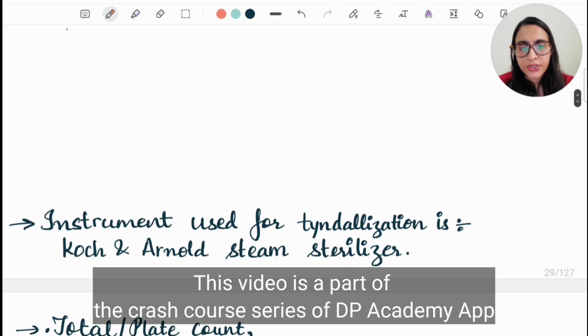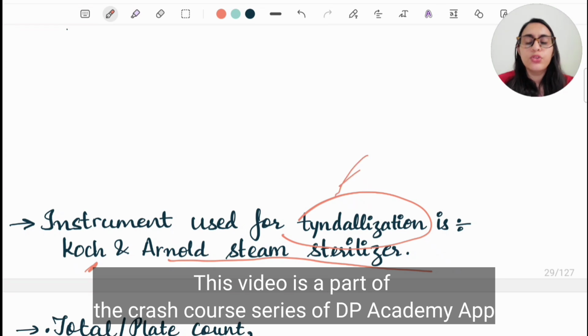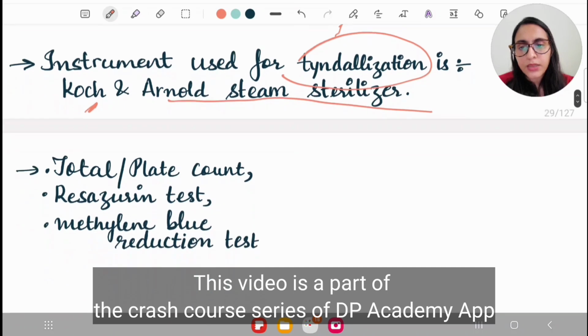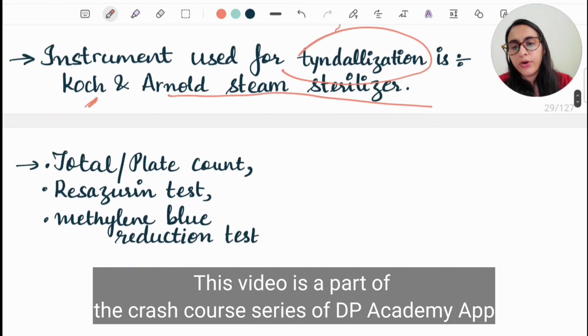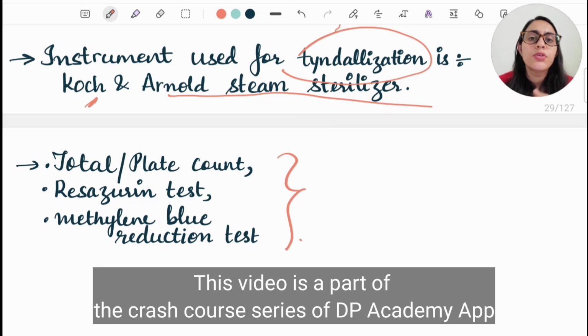Now tyndallization. The instrument that is used for tyndallization is the Koch and Arnold steam sterilizer. So tyndallization is the method of sterilizing using moist heat at 100 degrees Celsius. Then total or plate count, or Resazurin test, or methylene blue reduction test. These tests are done to test the bacterial contamination in the raw milk.